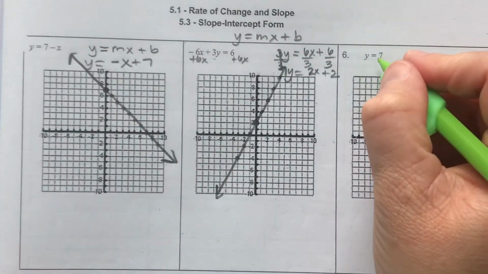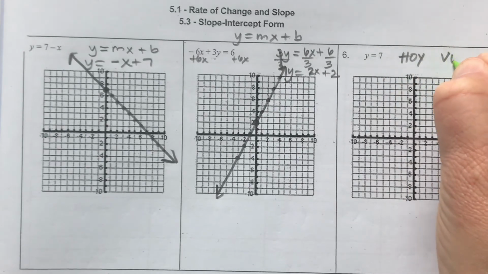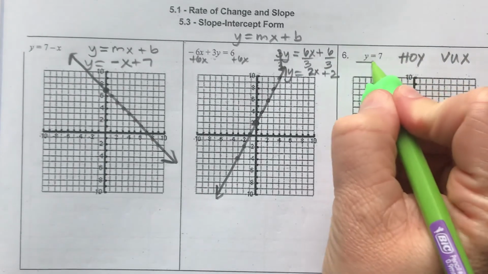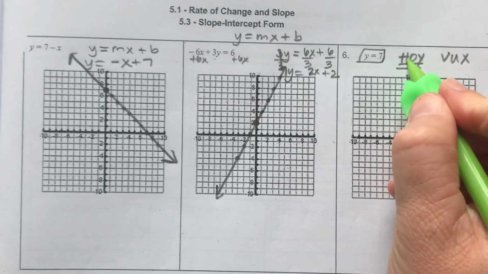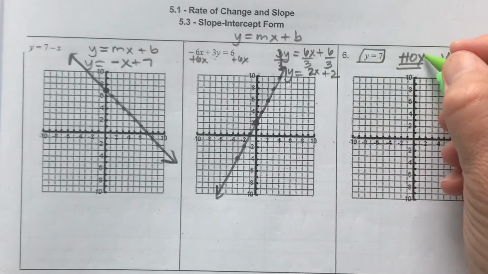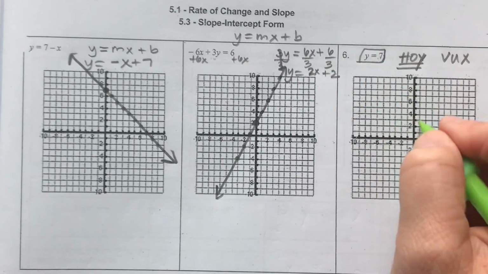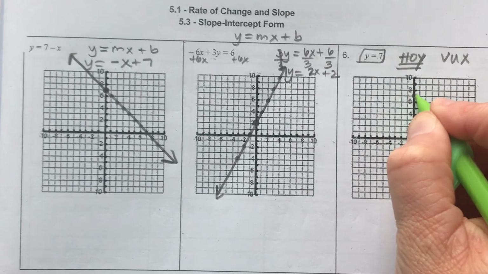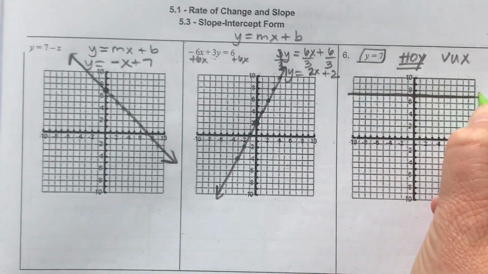And the last one is y equal to a number. And our phrase "hoi vux" can be helpful. And because this says y equals, I know I have a horizontal line with 0 slope because my function is y equal to a number. That's what this y stands for. And if I have y equals 7 on the y-axis, I'm going to find positive 7. And I'm going to draw a horizontal line at positive 7.